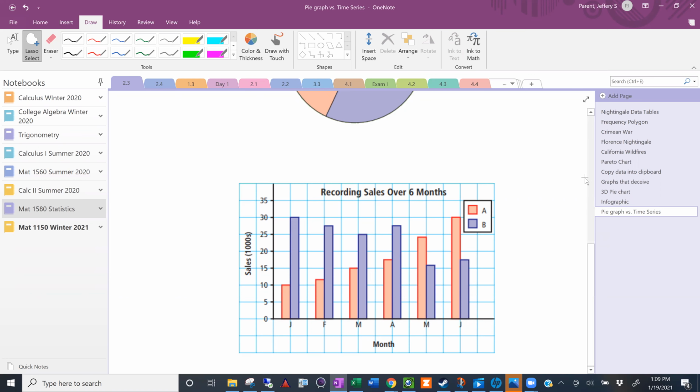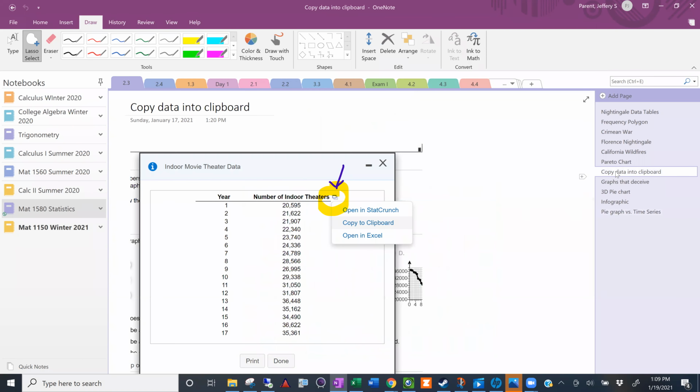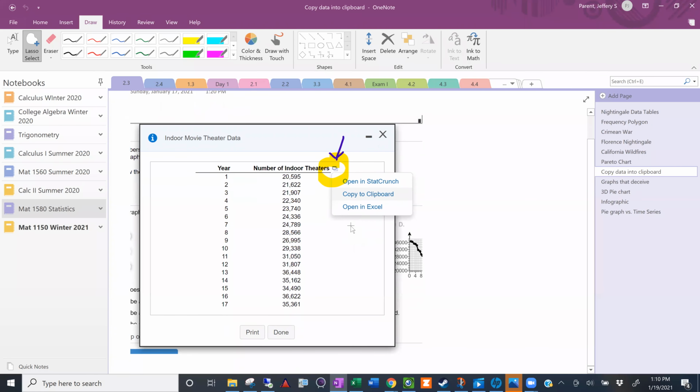One of the things that I do want to cover, but I'll cover that in association with the next section, is copying data into a clipboard and then pasting it into StatDisk. When you see this little icon here, you can click that and click copy into clipboard, and that's going to help you get your data into StatDisk. So make sure you look for those things, because it's going to make your life so much easier when working on your homework. Awesome. Well, that'll do it for this section.